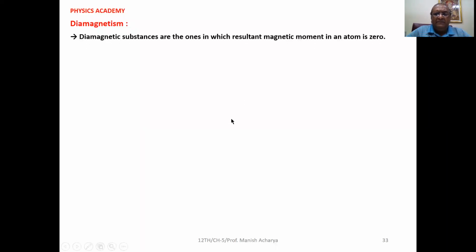Now, diamagnetism first. Diamagnetic substances are the ones in which the resultant magnetic moment in the atom is zero.